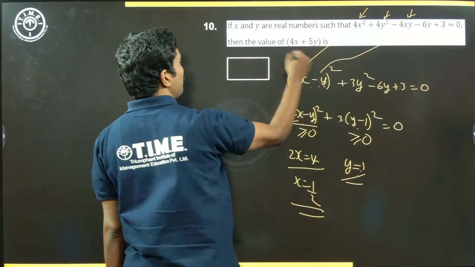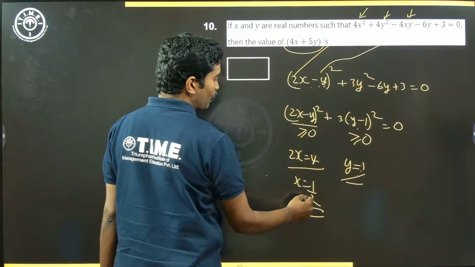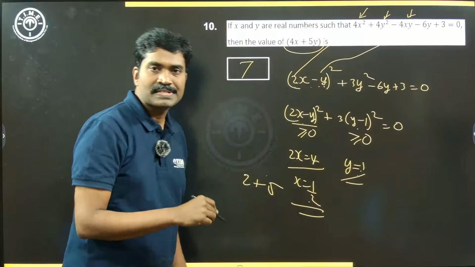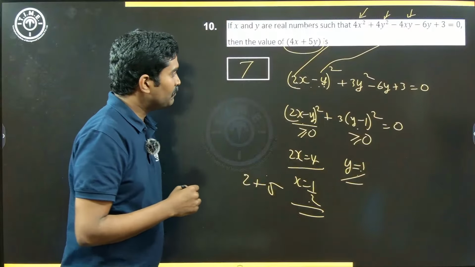What is the question asking me? 4x plus 5y: 4 into 1 by 2 is 2, plus 5 into 1 is 5. My answer is 7. Right, friends?